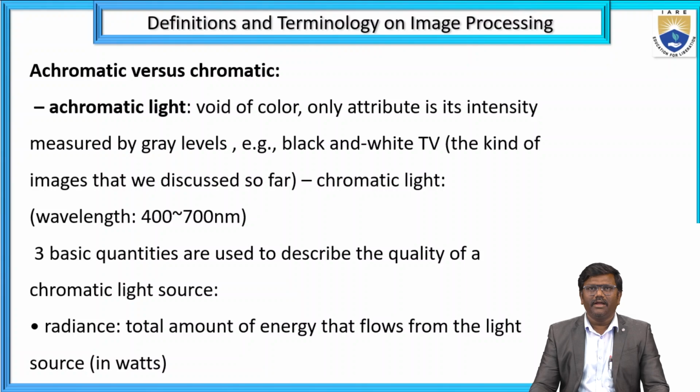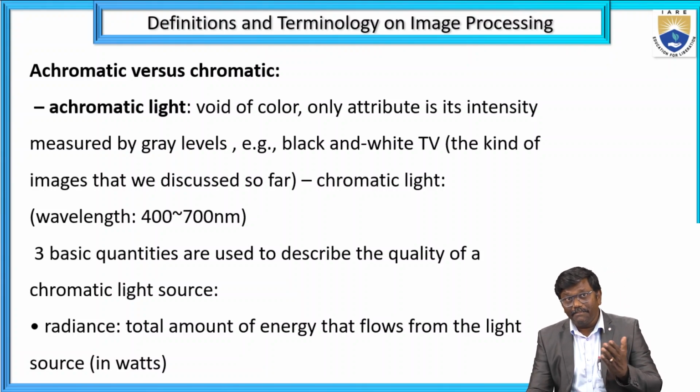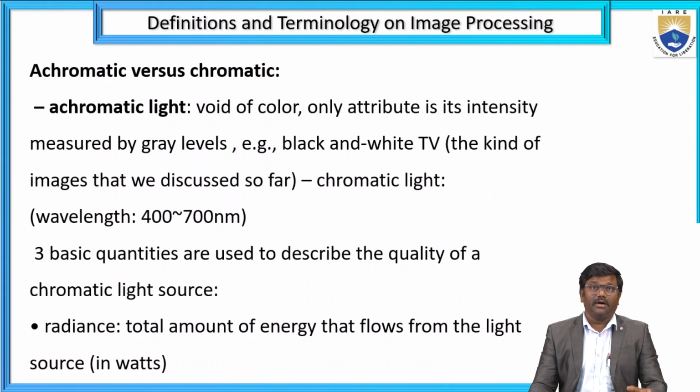So let us understand the definitions in terms of achromatic versus chromatic. What do you mean by achromatic, and how can it be compared with chromatic? Achromatic light is void of color. The only attribute is intensity, measured by gray levels. For example, black and white TV. The kind of images that we discussed so far are black and white, that is gray level images.